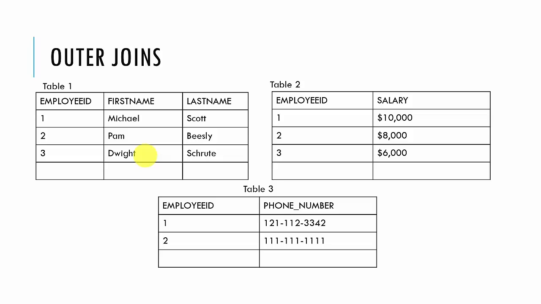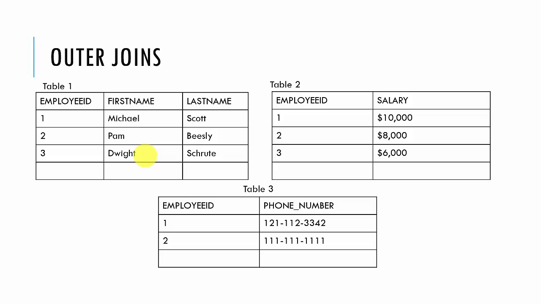Here we are introducing a third table called phone number, right? But you see that employee ID 3 is missing here. Employee ID 3 doesn't have a phone number, and hence they haven't even entered in the table. Now, what if I told you, give me all the employees and their phone number if they have them?